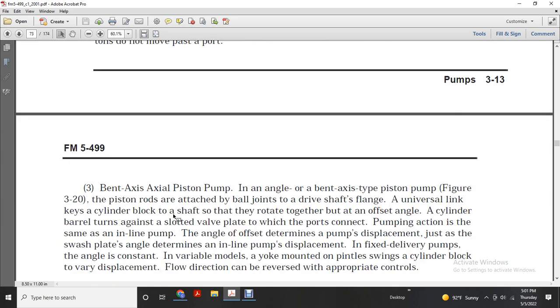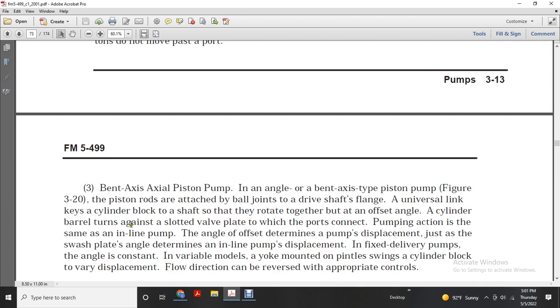Alright, bent axis axial piston pump, with the angle or bent axis piston pump, figure 320. The piston rods are attached by ball joints to the drive shaft flange, with a universal link keyed to the cylinder barrel shaft so that they rotate together with the offset angle. The cylinder barrel turns against the valve plate with the port.